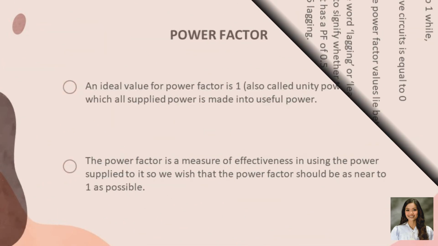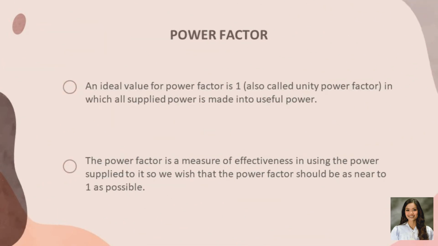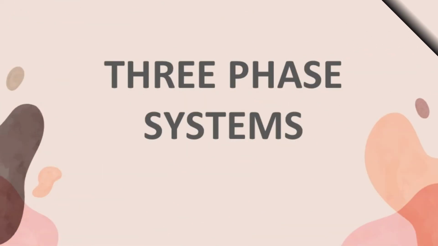An ideal value for power factor is 1, also called the unity power factor, in which all supplied power is made into useful power. The power factor is a measure of effectiveness in using the power supplied to it, so we wish that the power factor should be as near to 1 as possible.